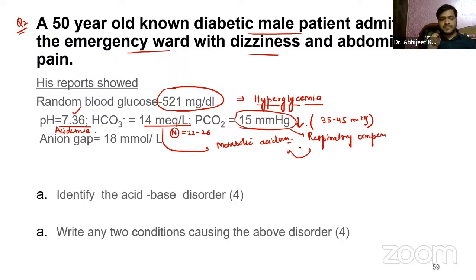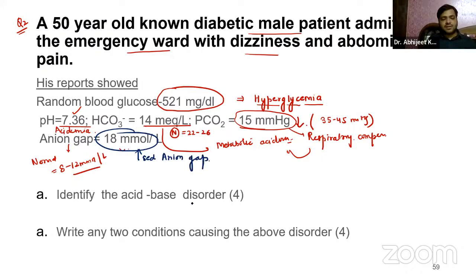So yes, if we take the anion gap, it is 18. And remember, the normal anion gap should be between 8 to 12 millimole per liter. Over here, it is 18. So it is an increased anion gap.